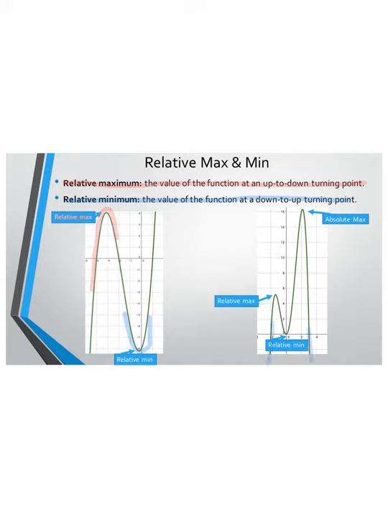left and right go down to negative infinity for y. So this turning point up here is a relative max. This here is a relative min. And this one here is called an absolute max because there's no other point higher than it.